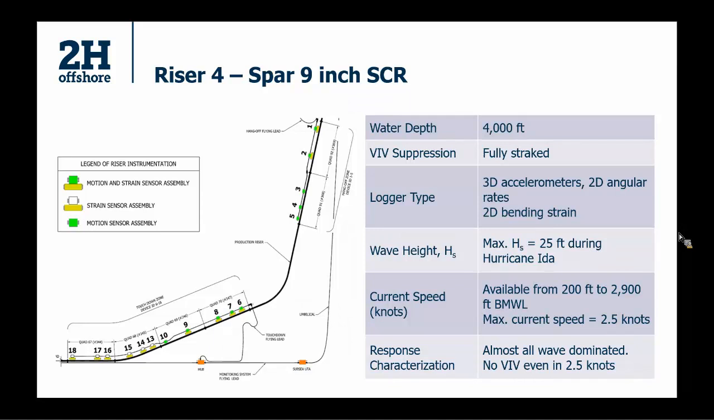We observed one hurricane that was about 25 feet high. We observed current speeds up to 2.5 knots. And when we looked at the data, we found out that there was almost no VIV, a testament to the strakes functioning as intended, and no VIV even in 2.5 knots.